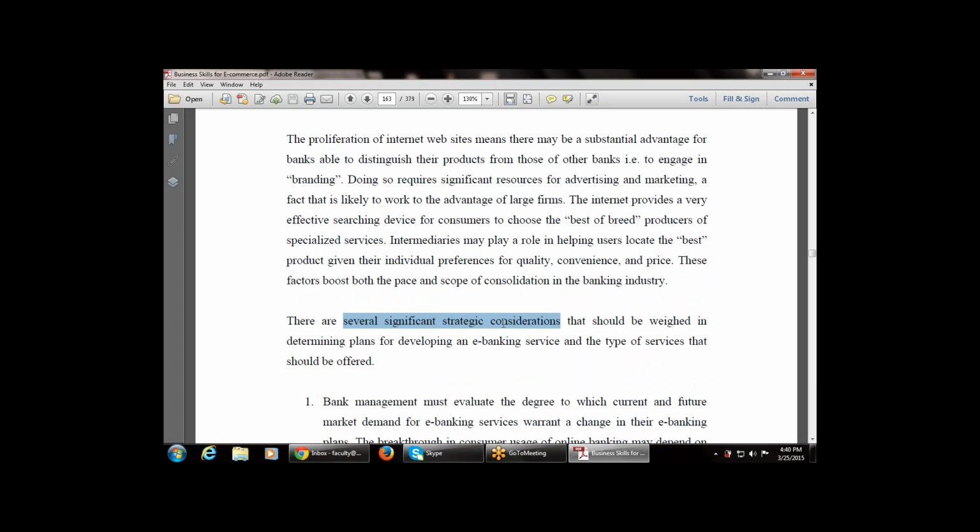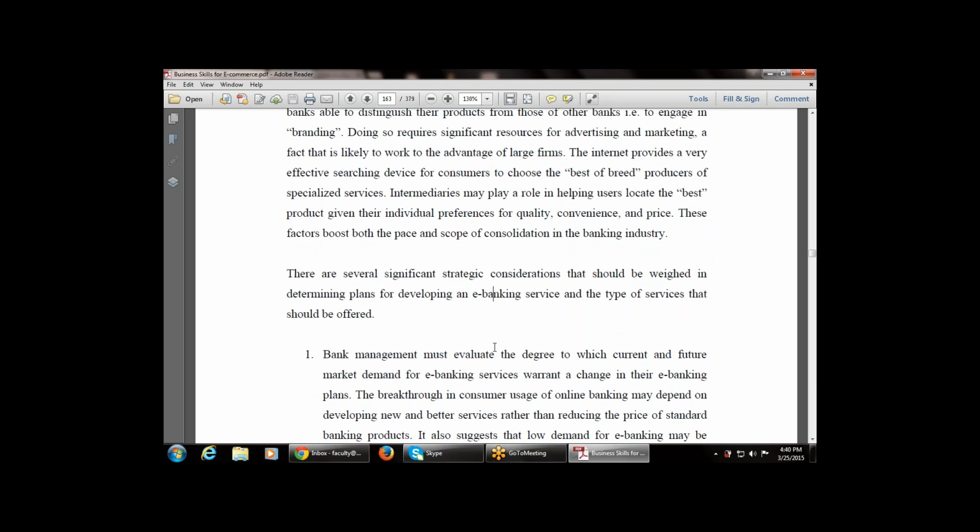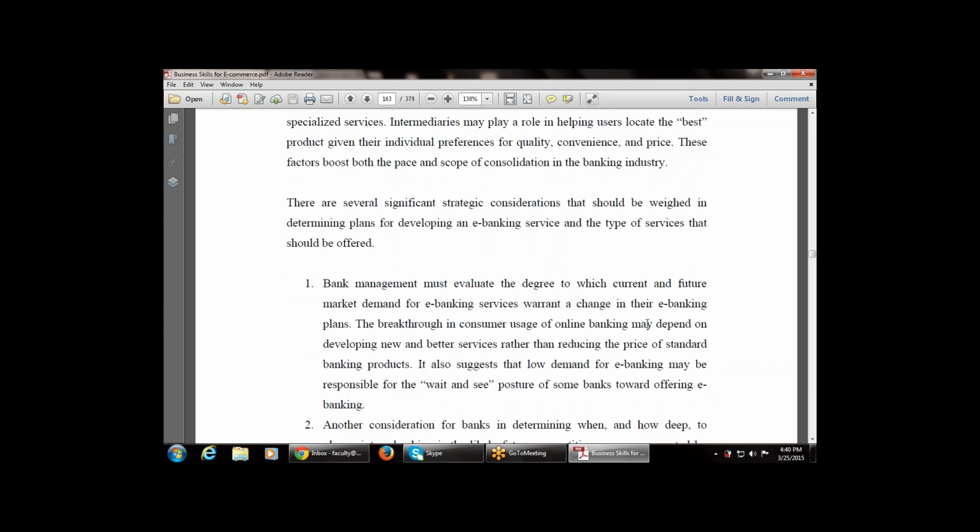There are several different considerations that must be taken into account in e-banking services, and they depend on what type of e-banking service can be offered. The first one is that bank management must evaluate the degree to which current and future market demand for e-banking services warrant a change in their e-banking plans. The breakthrough in the consumer usage of online banking may depend on developing new and better services.